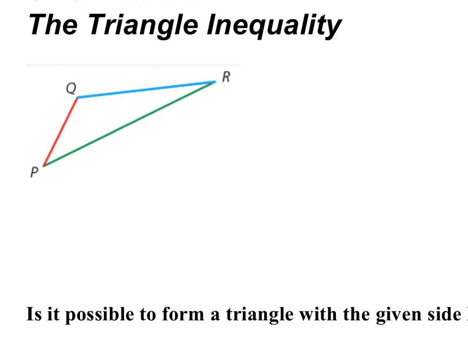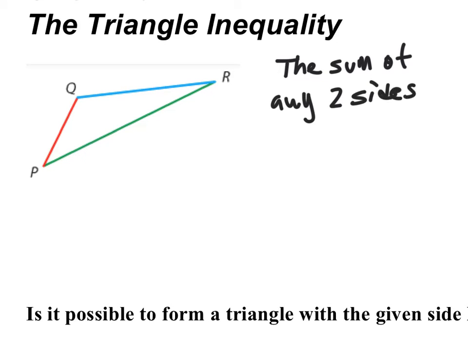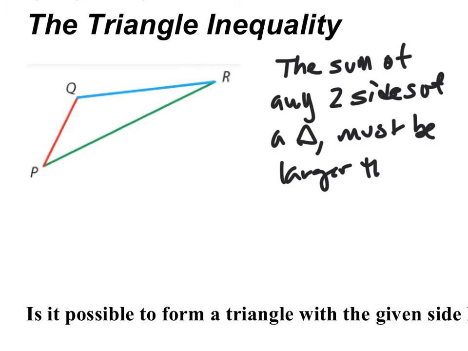What I want to do here is first write a statement about the sides. What I want to say is that the sum of any two sides of a triangle must be larger than the third side. Okay, so here's what I could say.